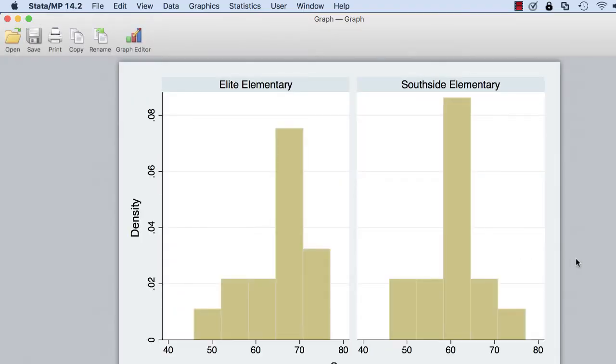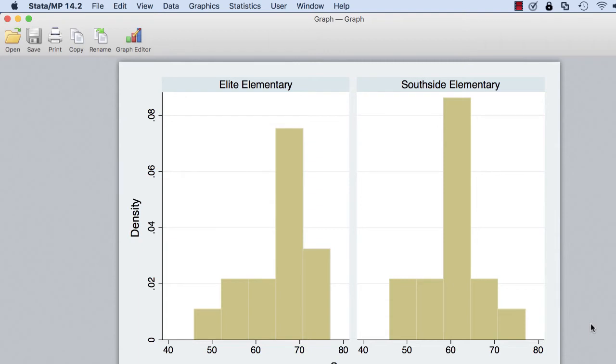And so we can see that the data for Elite and Southside schools is very peaked. So it has a high amount of kurtosis, and that's because most of the scores are falling in this central part of the distribution. I would say that the Elite school is somewhat negatively skewed. The Southside school is a little bit positively skewed.